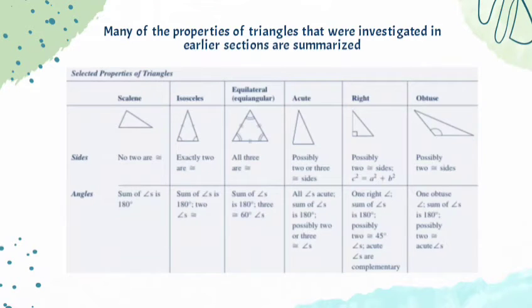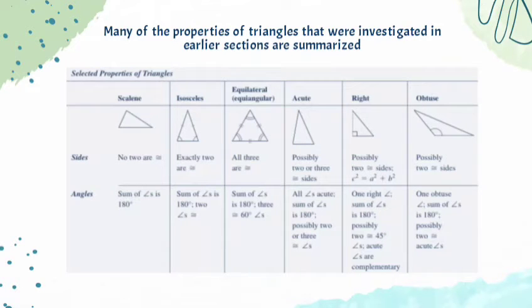Many of the properties of triangles that were investigated in earlier sections are summarized in Table 3.1. First, scalene: sides, no two are congruent; angles, sum of angles is 180 degrees. Second, isosceles: sides, exactly two are congruent; angles, sum of angles is 180 degrees, and two angles are congruent. Third, equiangular: sides, all three are congruent; angles, sum of angles is 180 degrees, and all three are congruent to 60 degrees.